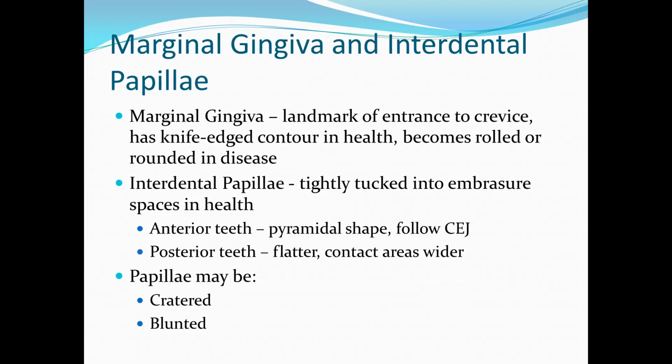Marginal gingiva, okay, it's the landmark for the entrance of the crevice. It's a knife edge that shows us health when we say it's knife edged. It can become rolled or rounded with disease while it becomes fluid filled. The interdental papilla, what's the shape of it? The papilla may also be cratered or blunted, so you're classifying your papillas in your perio assessment as well. Are they type 1, 2, or 3? Is it generalized or localized for these things?